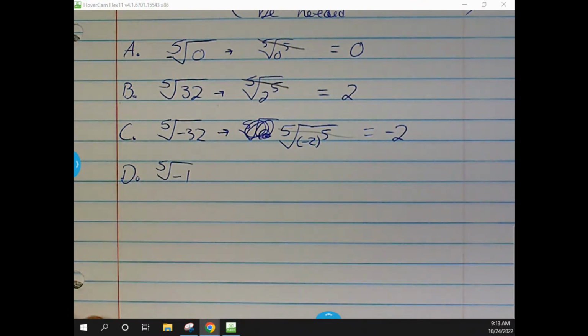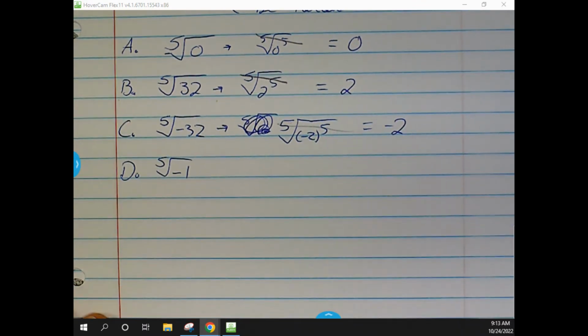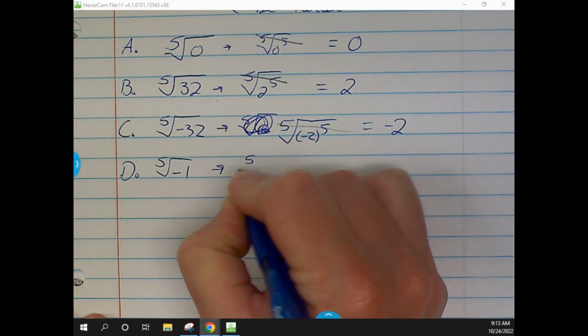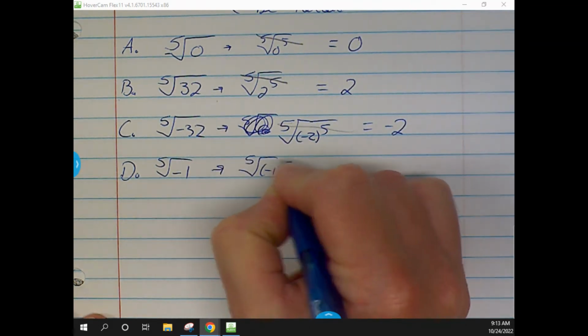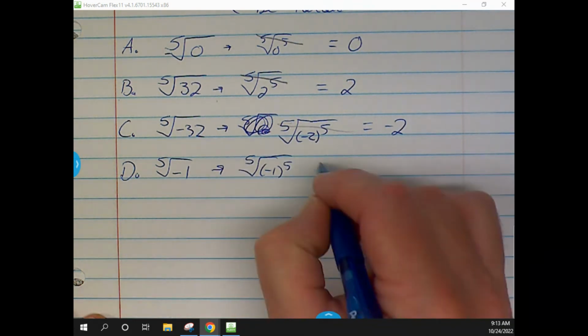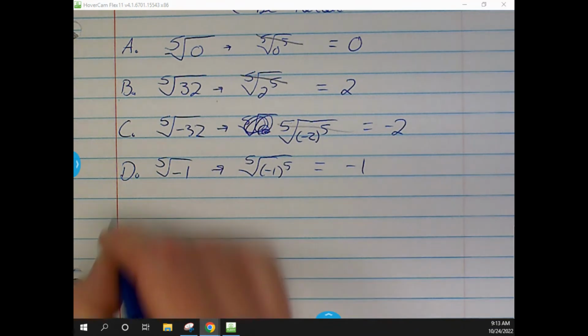All right, so same thing with, let's say it was negative 1. If it's the fifth root of negative 1, negative 1 to the fifth power would also still be negative 1. So again, your 5s would cancel. So the answer is just negative 1.